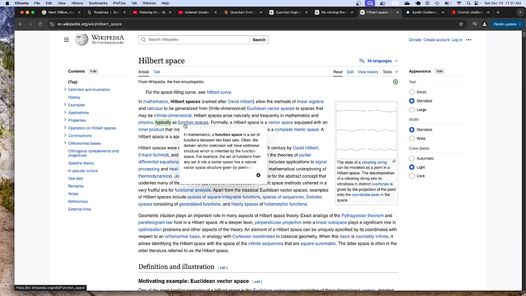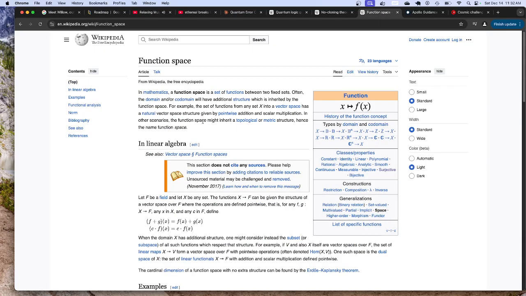A function space is a set of functions between two fixed sets. Okay. Often the domain and or codomain will have additional structure which is inherited by the function space. For example, the set of functions from any set X into a vector space has a natural vector space structure given by pointwise addition and scalar multiplication. In other scenarios, this function space might inherit a topological or metric structure, hence the name function space. The set of functions has a natural vector space structure.